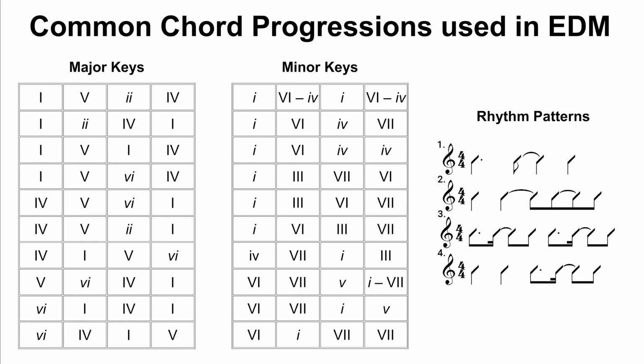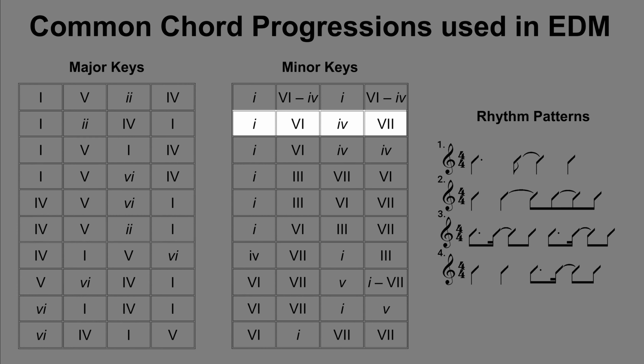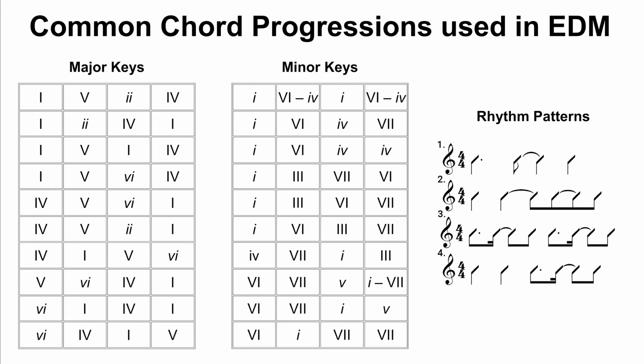So for this example, I'm going to use the 1, 6, 4, 7 chord progression. Okay? Now that might be gibberish to you, and that's okay. There'll be plenty of methods to work out what this means in a second. But for those who do understand chord functions within a minor key, that means we're going to use the first diatonic chord of a key, then the 6th diatonic chord, the 4th, and the 7th.